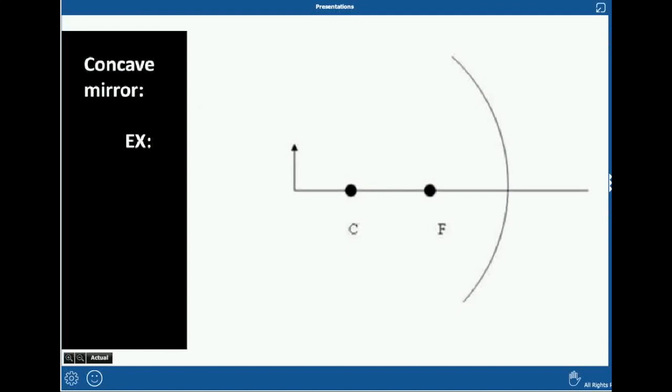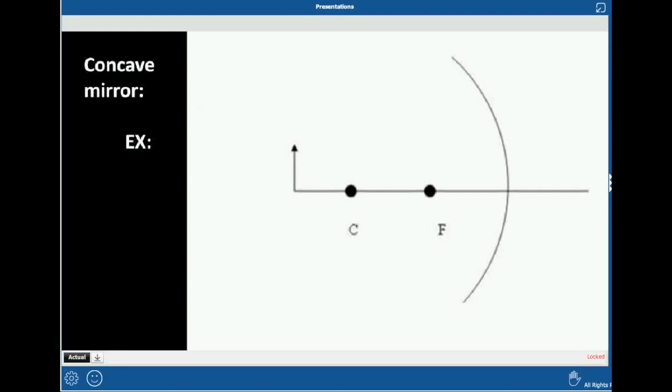Now, let's go right here and try and draw a diagram. This is called a concave mirror. Concave mirrors basically form like a cave, is the way I think about it. You could hide in this cave or whatever. So that's a concave mirror.